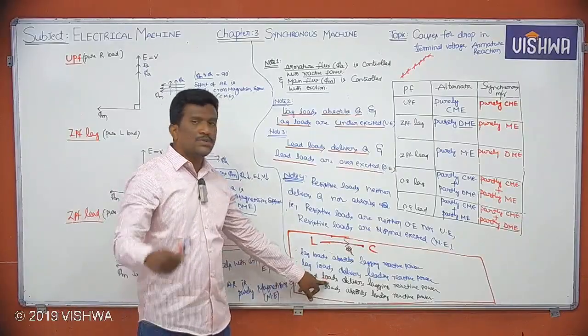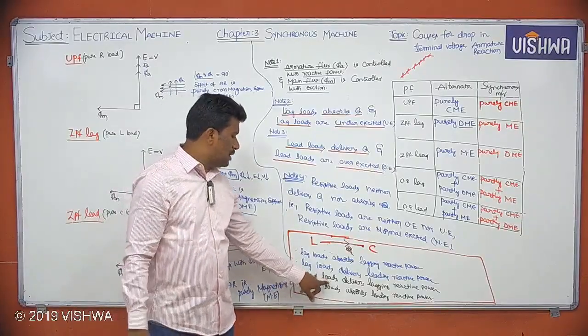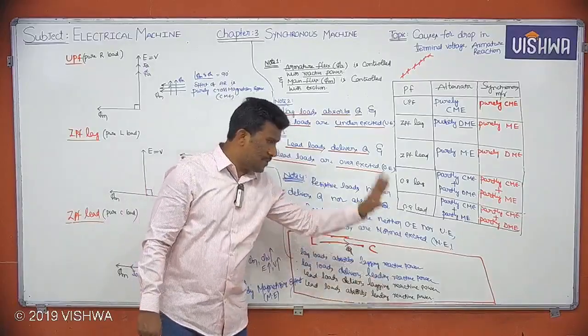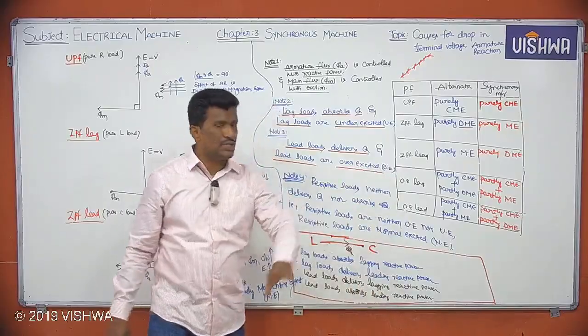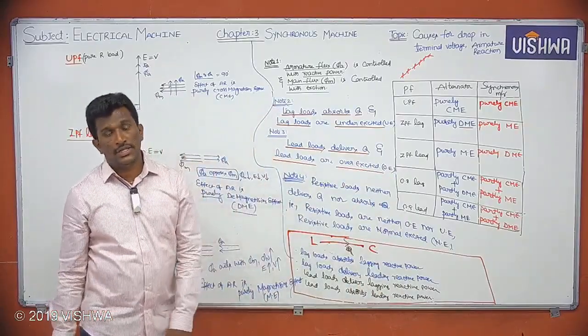Capacitive loads, lead loads, what does it mean? Capacitive loads deliver lagging reactive power. Correct. Capacitive loads absorb leading reactive power. This is also correct. Is it clear?